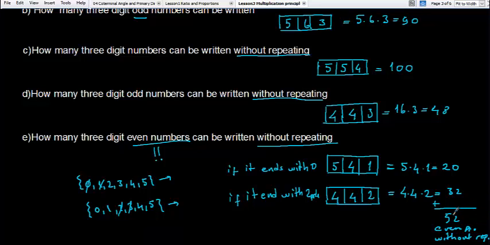Also you can find the 52 another way: without repeating numbers are 100, and odd ones 48, so 100 minus 48, which is equal to 52. That is the count of even numbers without repeating.